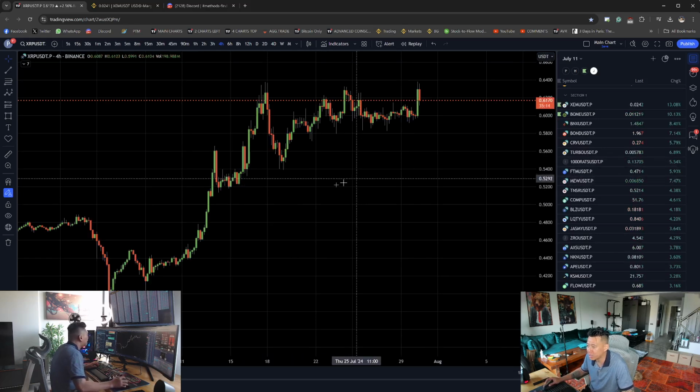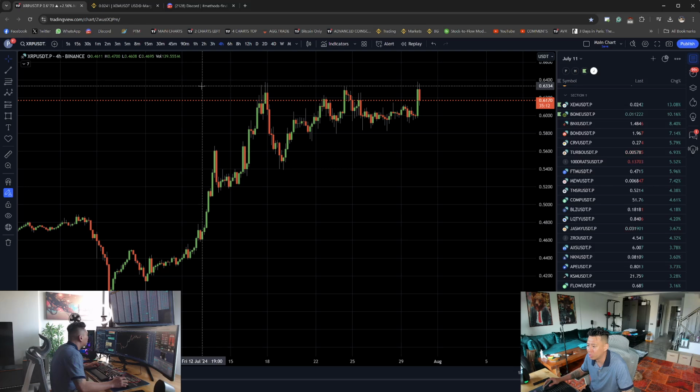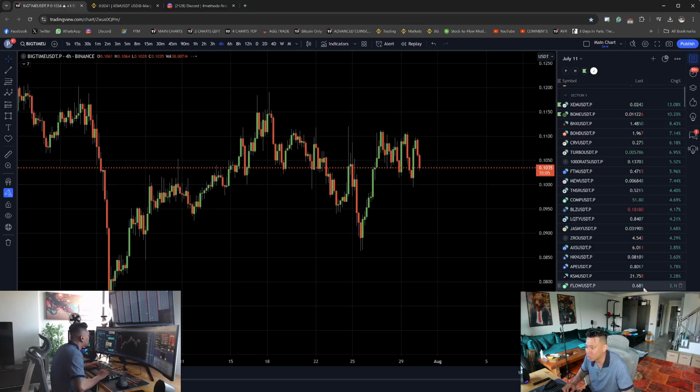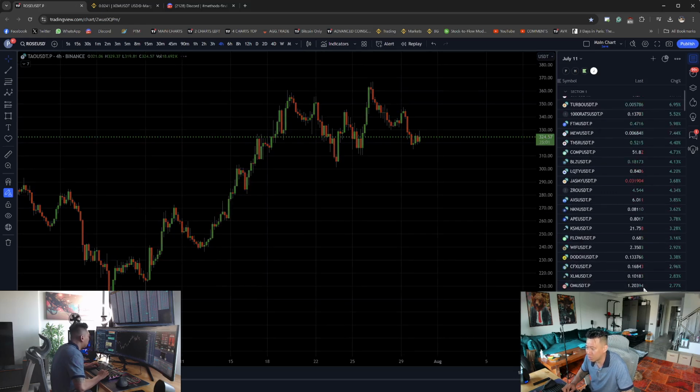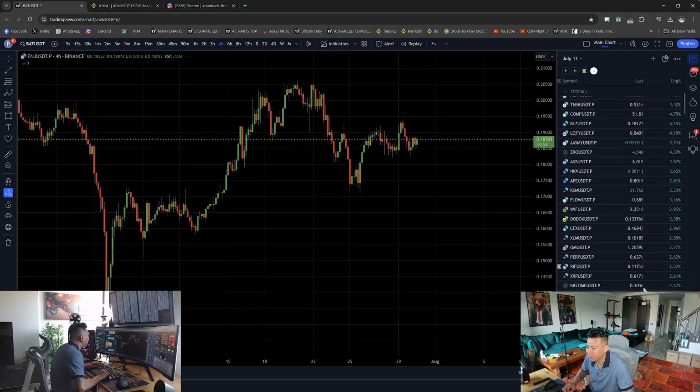This one's interesting too, XRP, where it could break out. So I'd probably put that on the watch list too, but I'm looking for day trading opportunities, right? I'm not looking for long-term stuff. I'm looking for something right now. That's what I'm looking for. There's nothing really.